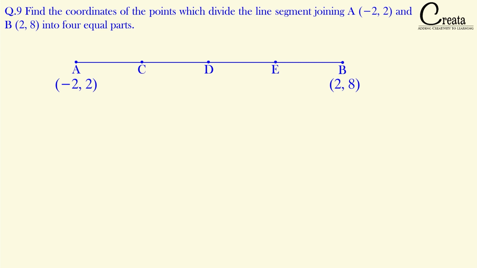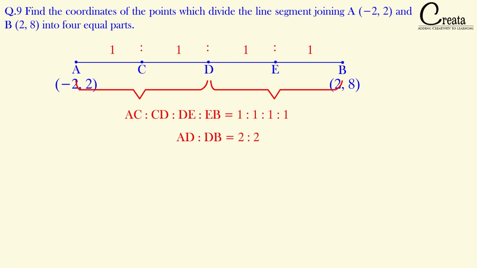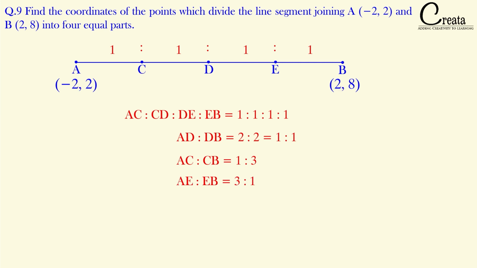If you observe, we have various ratios in this line segment AB. We can say the ratio of AC to CD to DE to EB is 1:1:1:1. Or we can say the ratio of AD to DB is 2:2, which is 1:1. Or the ratio of AC to CB is 1:3, or AE to EB is 3:1. So we have various ratios in this line segment AB, as we have 3 points in between A and B.